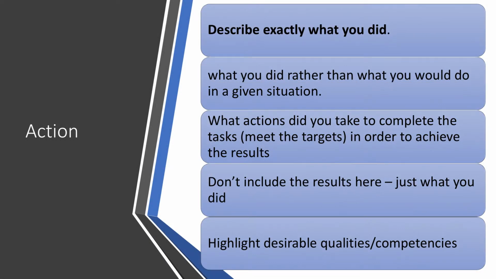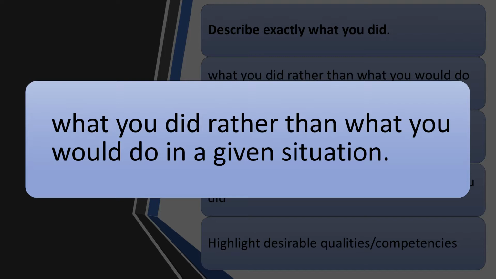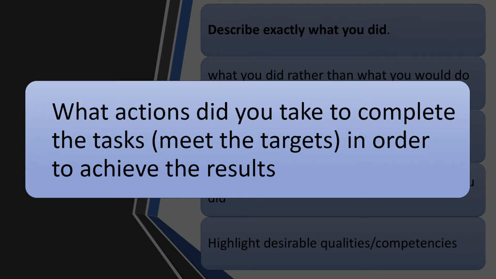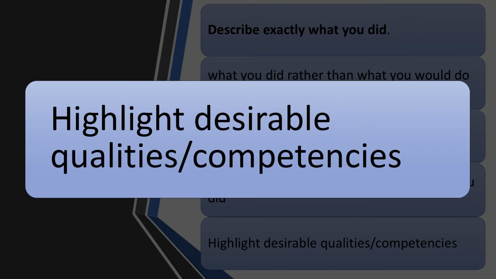Take a look at your actions. Make sure you describe exactly what you did. Not what you would do, could do, or should do, but exactly what you did. What did you do to complete the tasks, or meet the targets, or achieve other results that were not stated? What you didn't do that should not have been done is also something to remember. Sometimes inactions are as important as actions. But make sure what you did is highlighted.